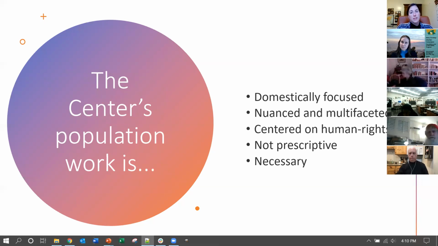And our work is necessary. We can't ignore human population growth. And by not talking about it, we miss an opportunity to denounce xenophobia, racism, and human rights abuses as perspectives that have no place in this movement. Next.